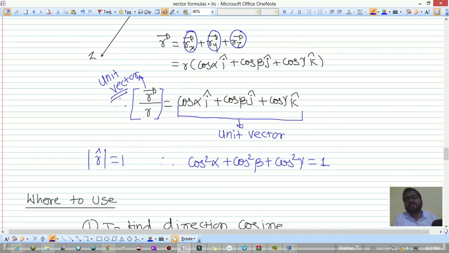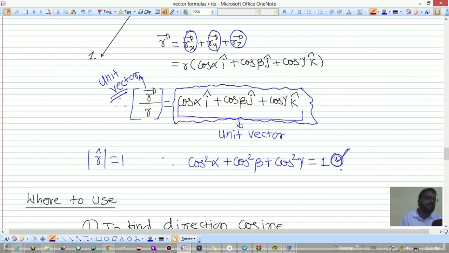It is a unit vector, isn't it? R bar divided by its magnitude, that given vector divided by its magnitude, is the unit vector. So can we say this total thing is the unit vector? Yes. So what is the magnitude of it? It must be unity, and the magnitude can be calculated. It is root of x component squared plus y component squared plus z component squared, right? So if you take the square, you will get cos square alpha plus cos square beta plus cos square gamma is equal to 1.